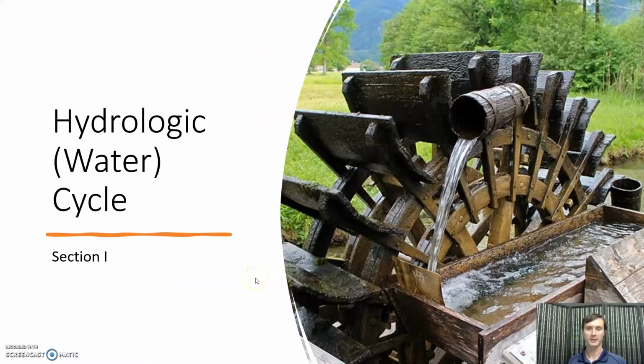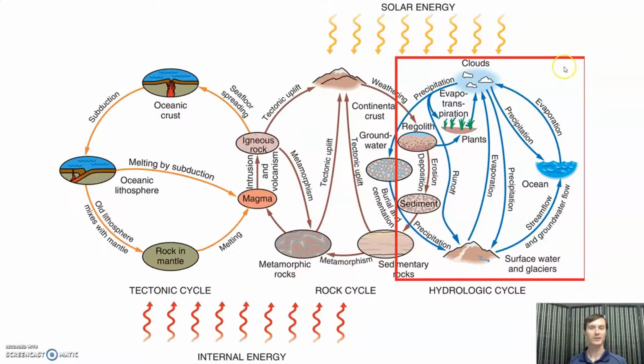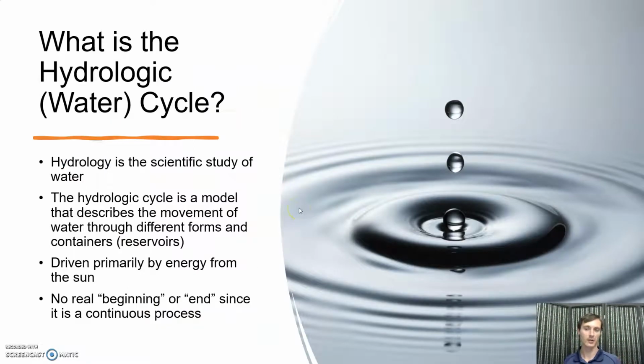Before we can get into more detail though, first we have to talk about the water cycle. So in our big Earth system diagram, we have officially moved over here, have our hydrologic cycle. What is our hydrologic cycle or water cycle? Well, hydrologic, right? Hydro is water, logic, logos, study of something. This is going to be the study of water.